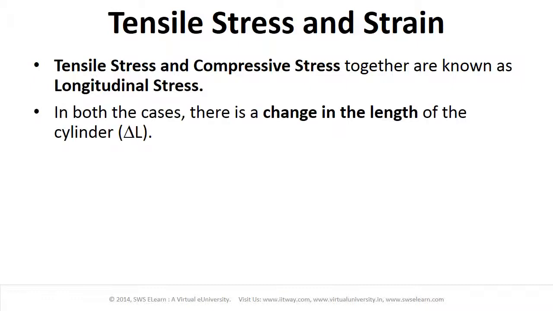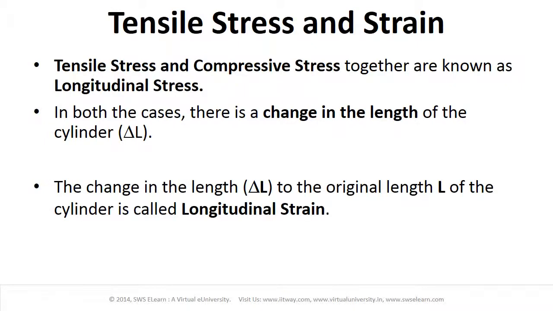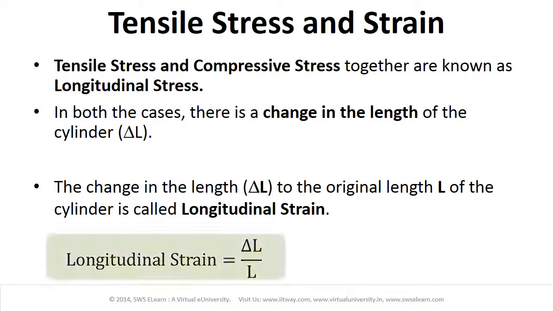In both the cases, there is a change in the length of the cylinder. The ratio of the change in the length delta L to the original length L of the cylinder is called longitudinal strain. In equation form, we write longitudinal strain is equal to delta L upon L.